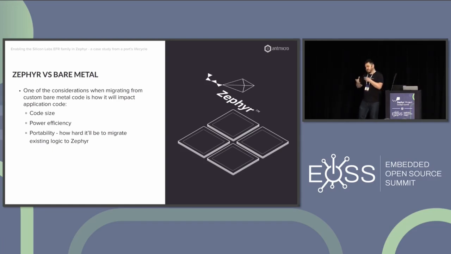So code size is tricky. When it comes to portability, Zephyr is super portable. You can even build it to run on your local machine, like a native x86 Linux PC, and test your algorithm. So Zephyr wins on every single front here. But power efficiency is the hard question. Is Zephyr's power management as good as my super handcrafted bare metal power management?